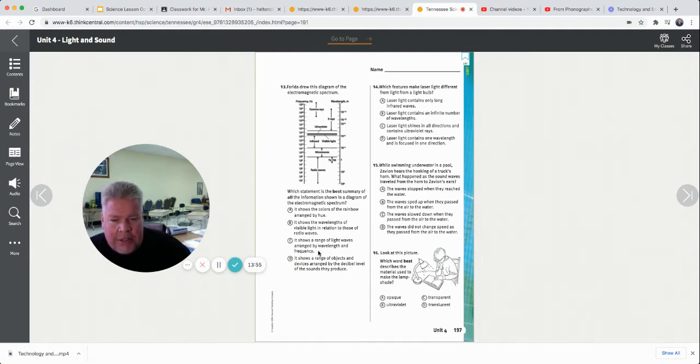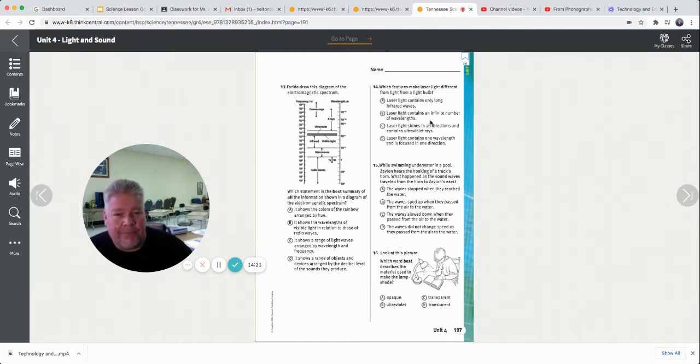It shows a range of light waves arranged by wavelength and frequency. There our answer is wavelength and frequency of different kinds of light waves. So the answer to 13 would be C. We'll read D just to make sure. It shows a range of objects and devices arranged by the decibel level of the sounds they produce. No. Electromagnetic spectrum is about light, not sound. So the correct answer is C.